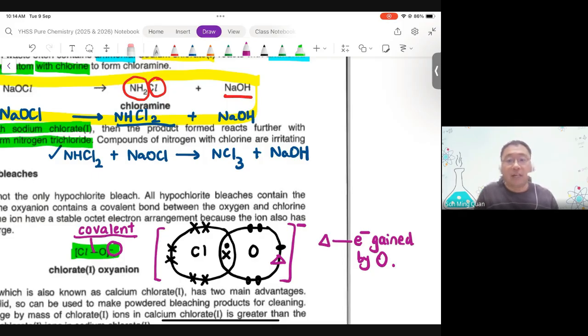Okay. Now at this juncture, any questions about the redox TYS? Because the rest you should do it yourself.